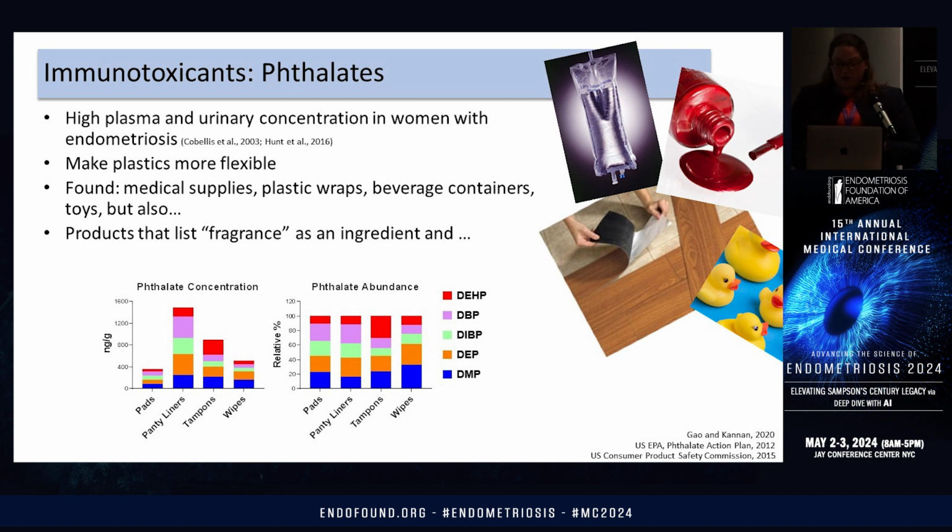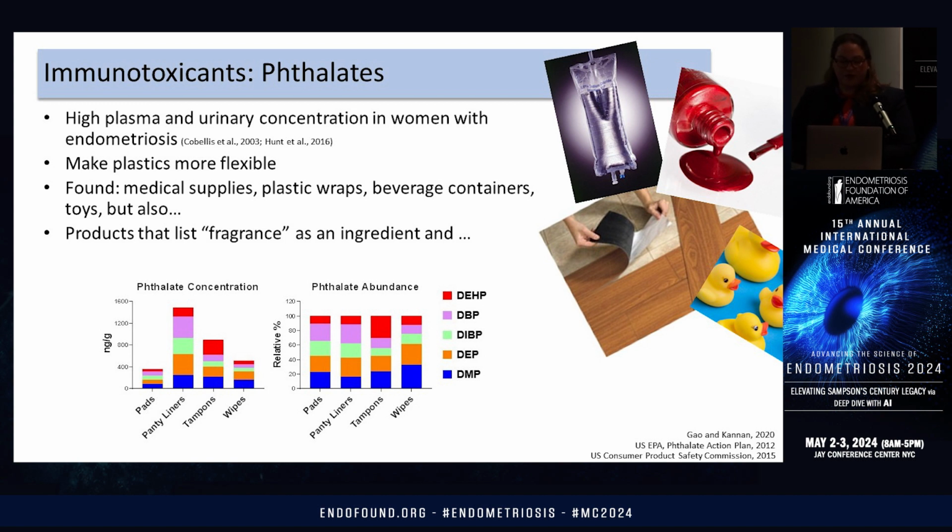They're found in a lot of these medical supplies, plastic wraps, a lot of the new flooring that people are putting out and about. They are listed simply as fragrance because they're not FDA approved. They're listed as fragrance in a lot of the products that we use.